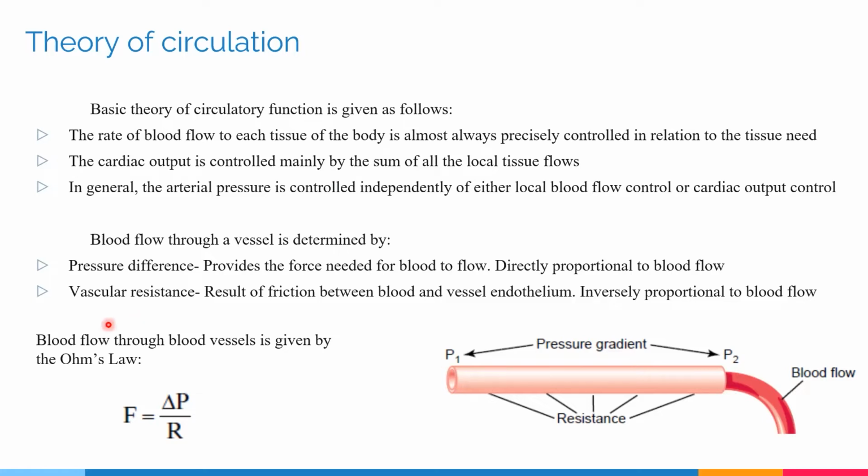Next is vascular resistance, which is a result of the friction between blood and the vessel endothelium, and this is inversely proportional to the blood flow. Combining both the pressure difference and vascular resistance gives us Ohm's law, in which flow is equal to the pressure gradient divided by the vascular resistance encountered by the blood, which is F equals ΔP by R. This is a handy formula for determining the blood flow between two ends of a blood vessel.